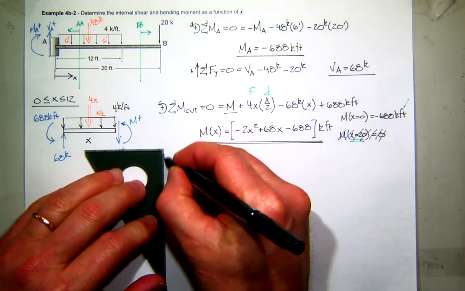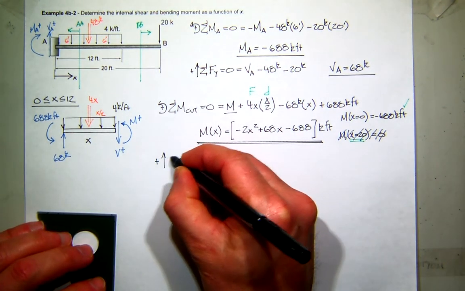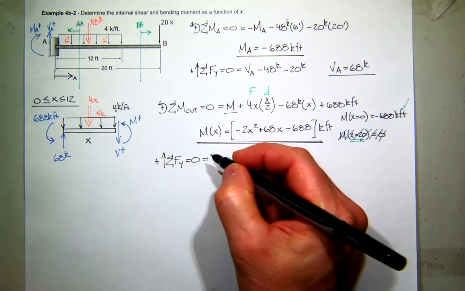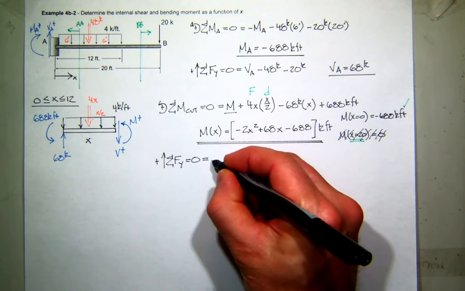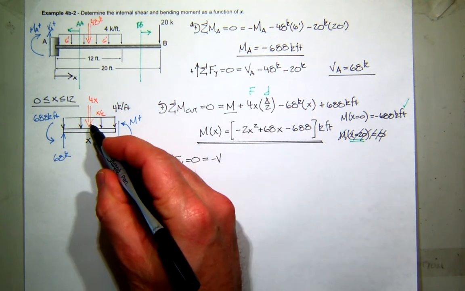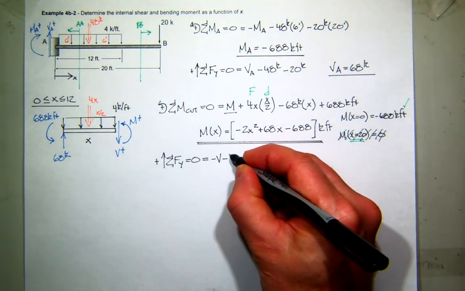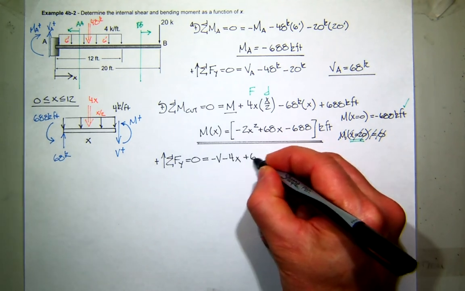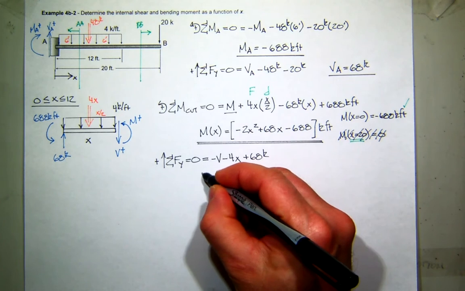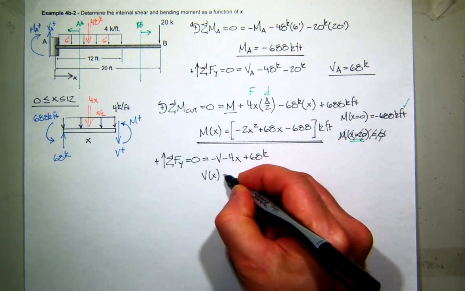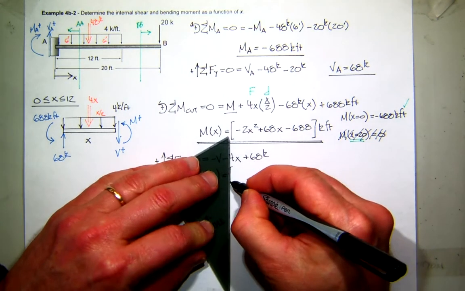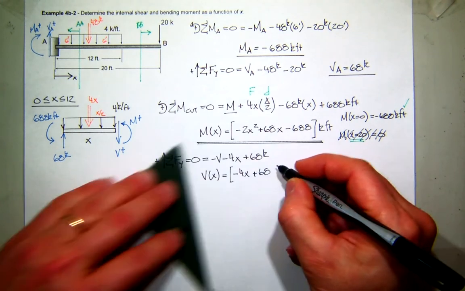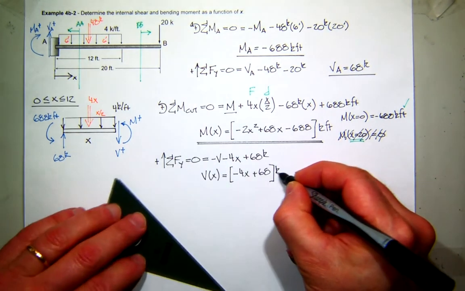So let's sum forces in the y direction. So what do we get? Well, I've got my shear force acting down. Got my concentrated equivalent is also down, 4x. And my 68 kip is up. So it looks like if I solve for shear, I'm going to get minus 4x plus 68. And that's units of kips.